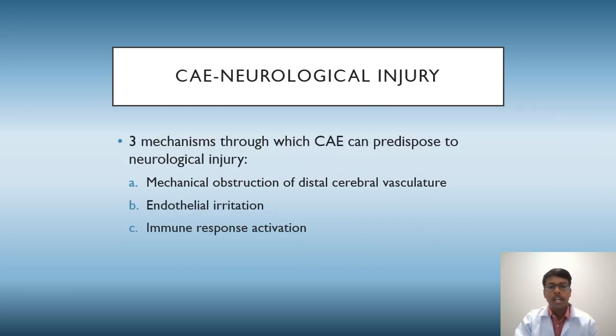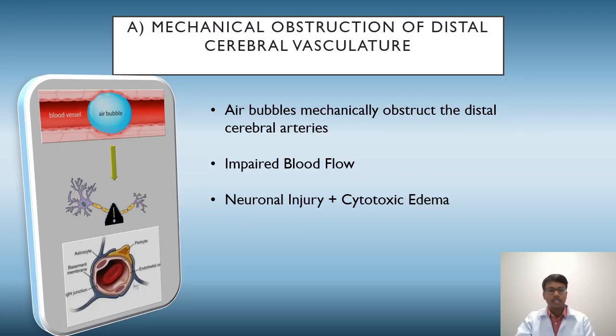So how can a cerebral air embolism cause a neurological injury? Three mechanisms were proposed through which CAE can predispose to neurological injury: one is mechanical obstruction of the distal cerebral vasculature, second is the endothelial irritation, and third is the immune response activation. The first one is the air bubbles mechanically obstruct the distal cerebral arteries, which impairs the blood flow, causing neuronal injury and the cytotoxic edema. This mechanism is similar to that of the ischemic stroke.